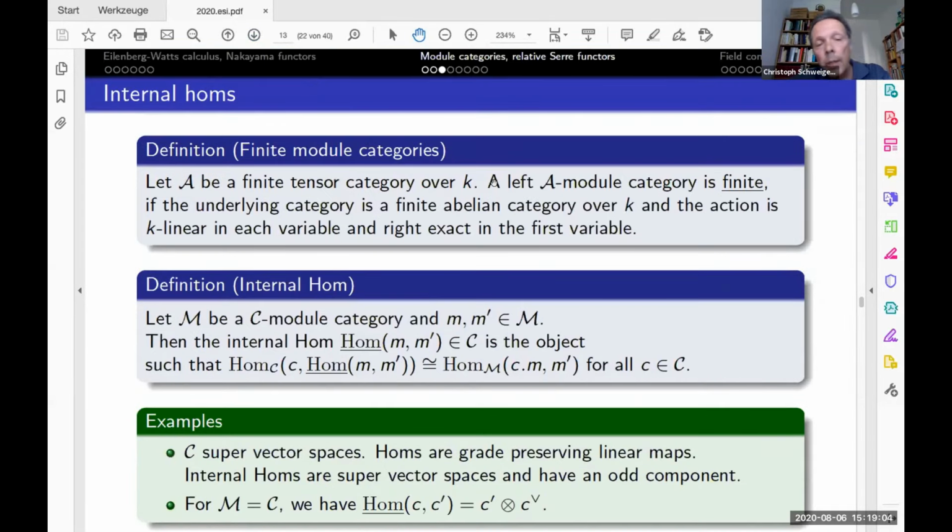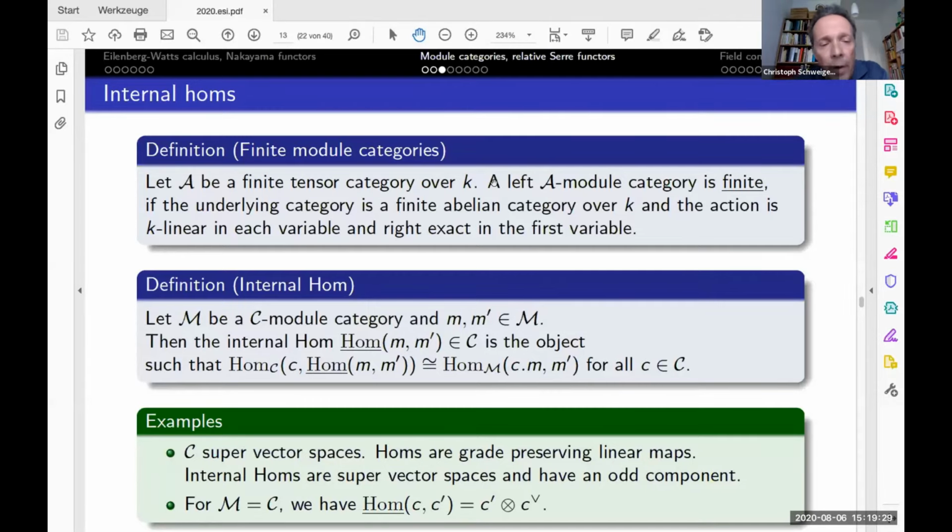Okay, the module categories I'm going to consider are finite module categories, but they are not necessarily semi-simple. And so they have, again, finitely many simple objects, but it's not necessarily true that any object is a finite direct sum of simples. And the action obeys several nice properties.